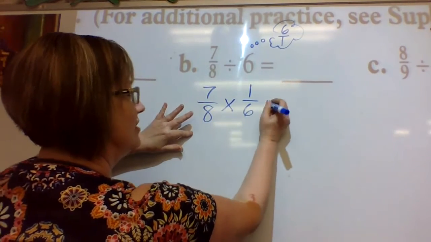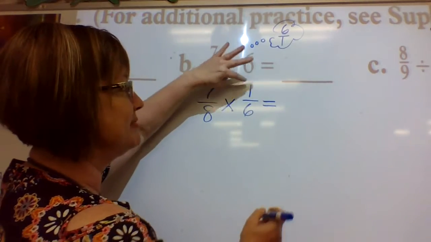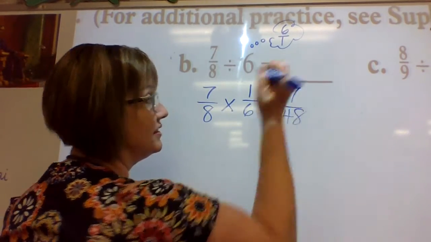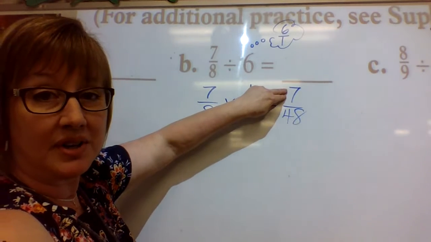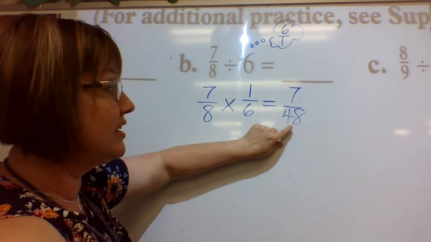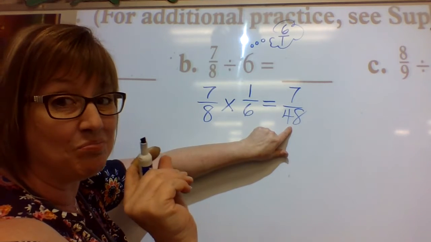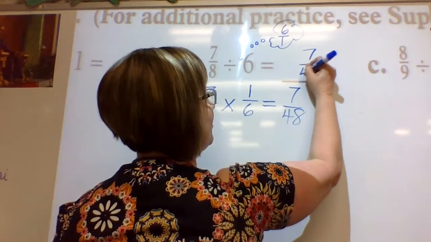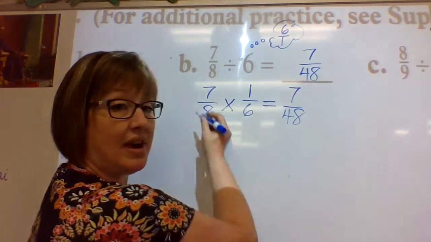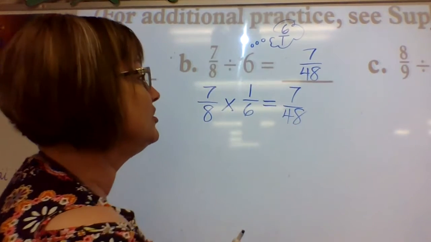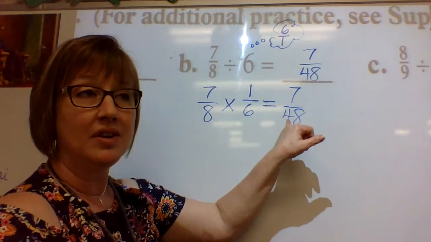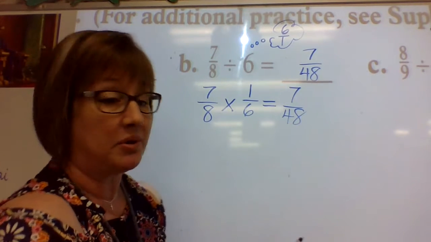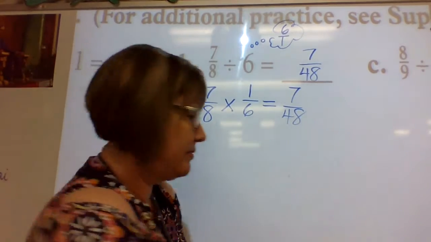Can't cancel, so we multiply across. 7 times 1 is 7. 8 times 6 is 48. 7 is a prime number, can only be divided by 7. Can you divide 7 into 48? Just misses by one number. 49 would be 7 times 7. So we're done. 7/48. And we didn't have to cancel, so that makes sense. Usually the only reason you'd have to reduce here is if you don't cancel it properly. And it's fine. Either way works, right?